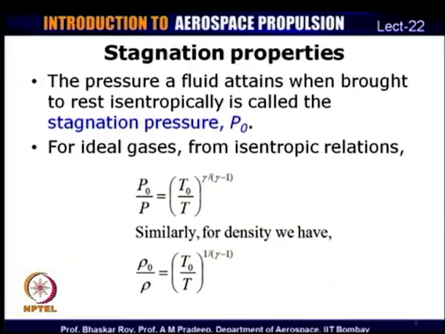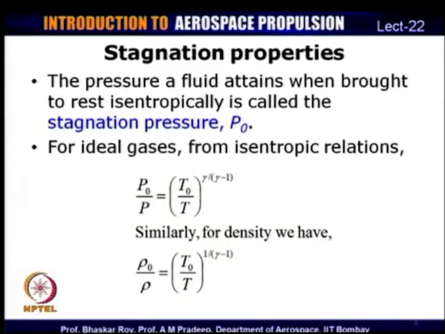The pressure that a fluid will attain when it is brought to rest isentropically is known as the stagnation pressure. And so, what we are seeing here is that all these stagnation parameters, whether it is temperature or pressure or enthalpy, will have a value greater than that of the corresponding static parameters for all non-zero velocities.